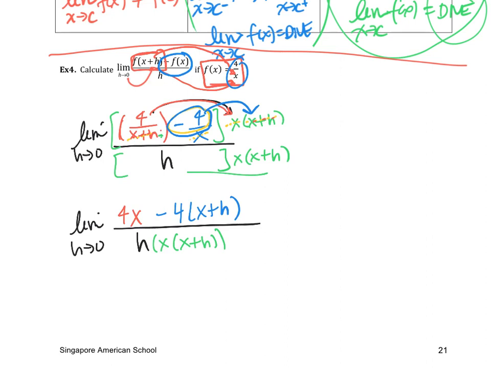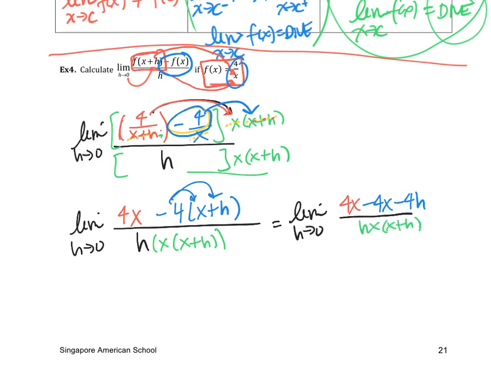So now I'm going to simplify. So this is the limit as h approaches 0. I'm going to try and simplify this. This is 4x. I'm going to distribute here, minus 4x minus 4h. And that's all over h times x times x plus h. So here you can see that my 4x's cancel. So now I have the limit as h approaches 0 of negative 4h all over h times x times x plus h.